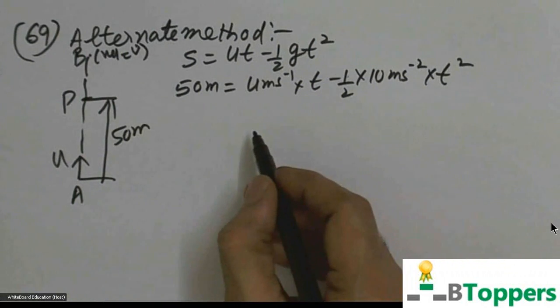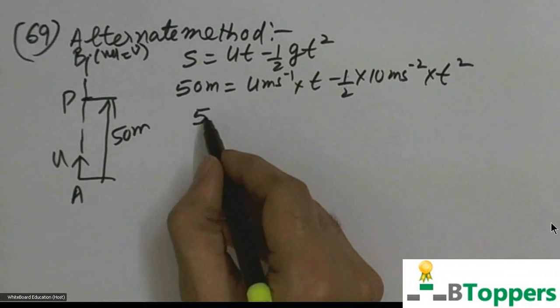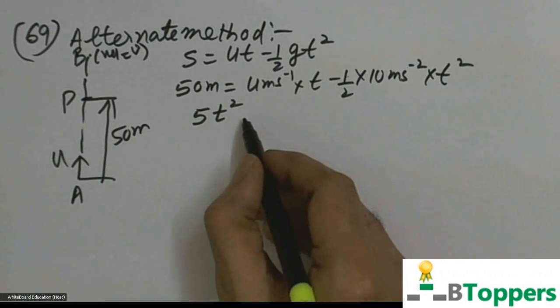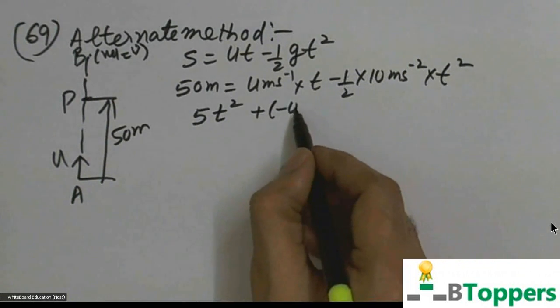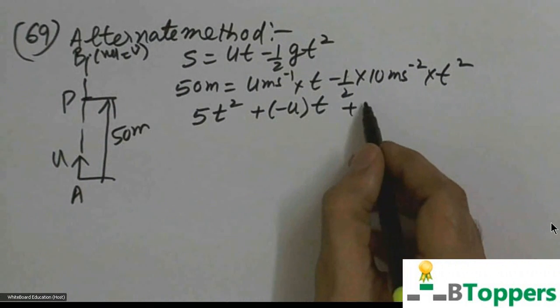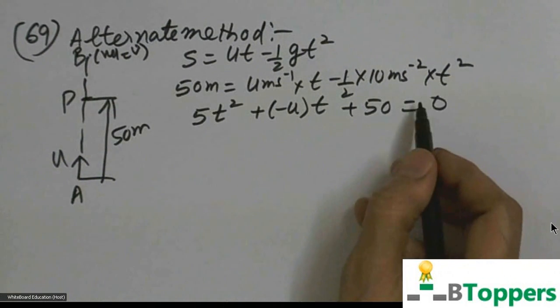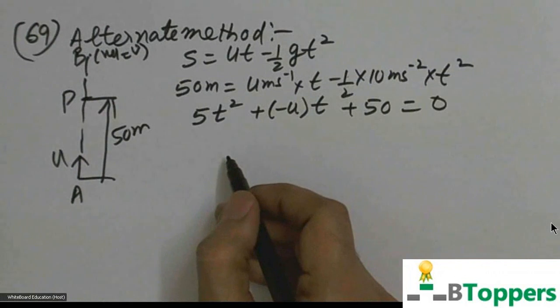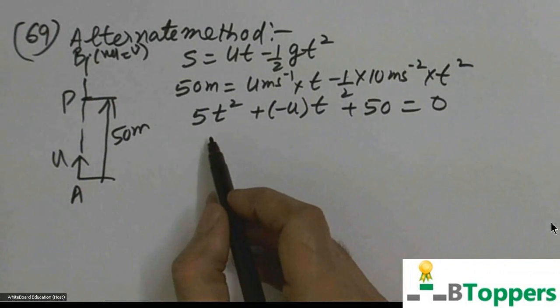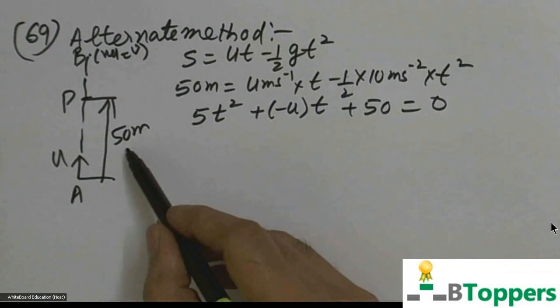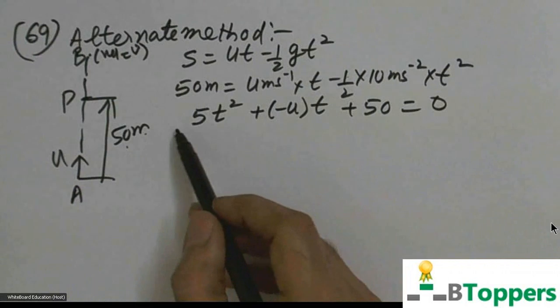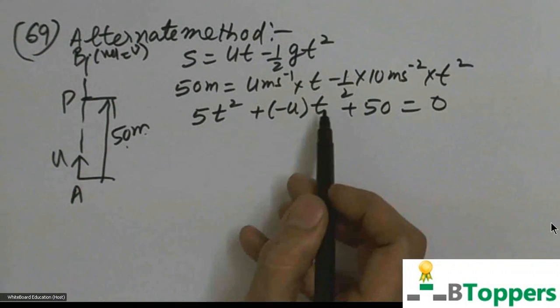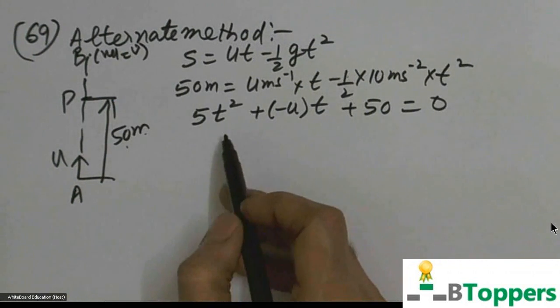So you get a quadratic equation here. Numerically, you can write the quadratic equation in this way: 5t² minus ut plus 50 equal to 0. There are two roots of this equation. T1 and T2 are the two instants of time at which the body is at the same height of 50 meters above the point of projection. You can say T1 and T2 are the roots of this quadratic equation.